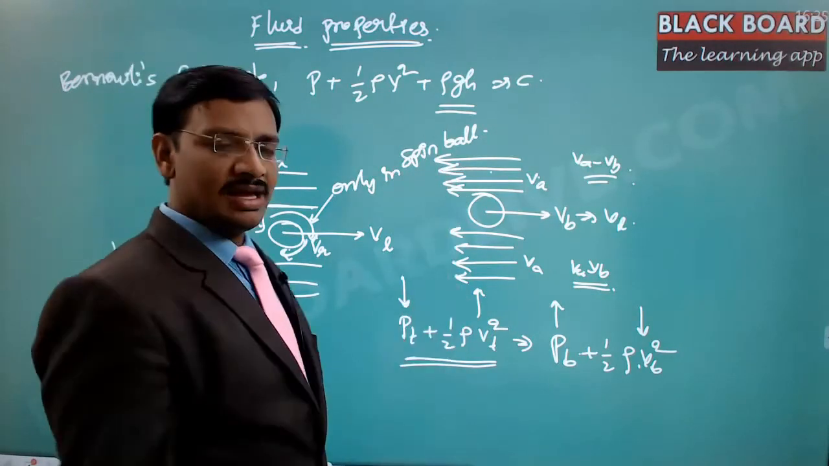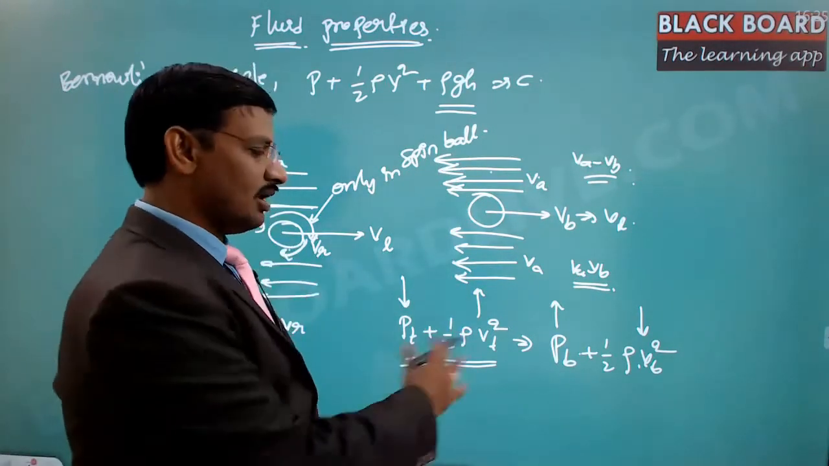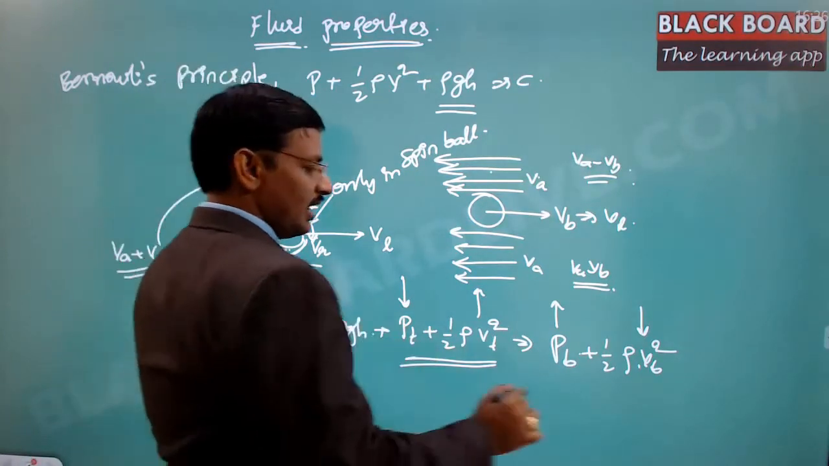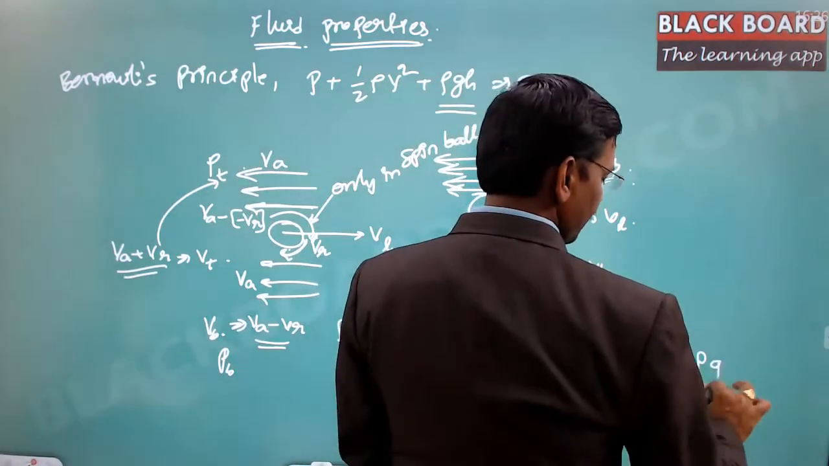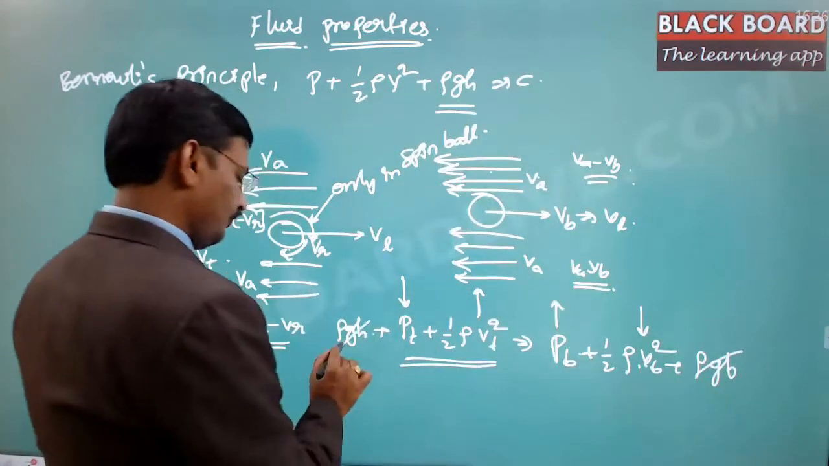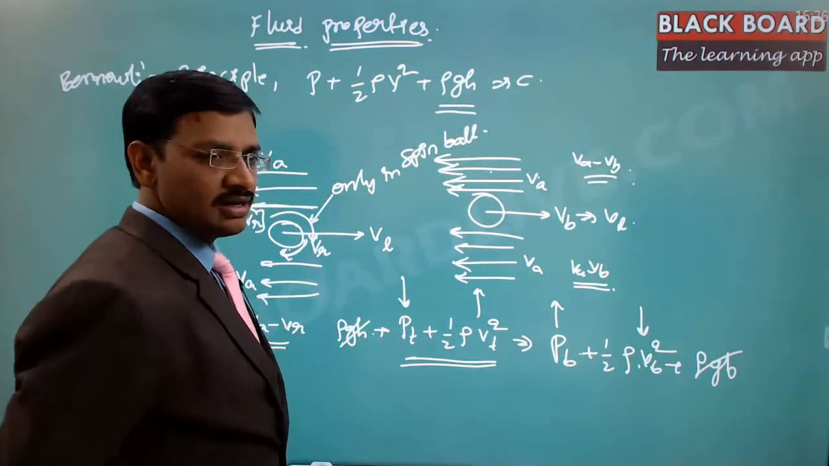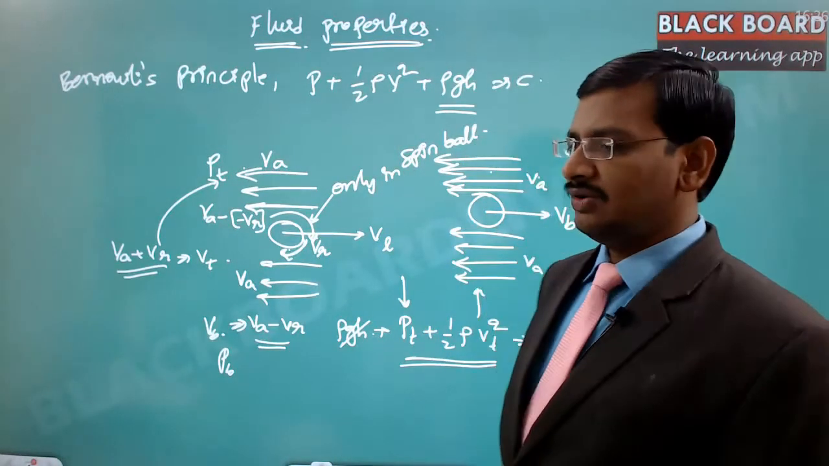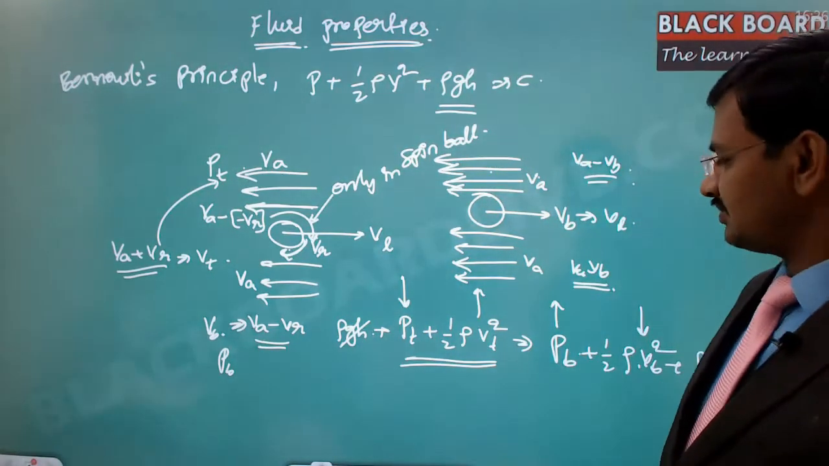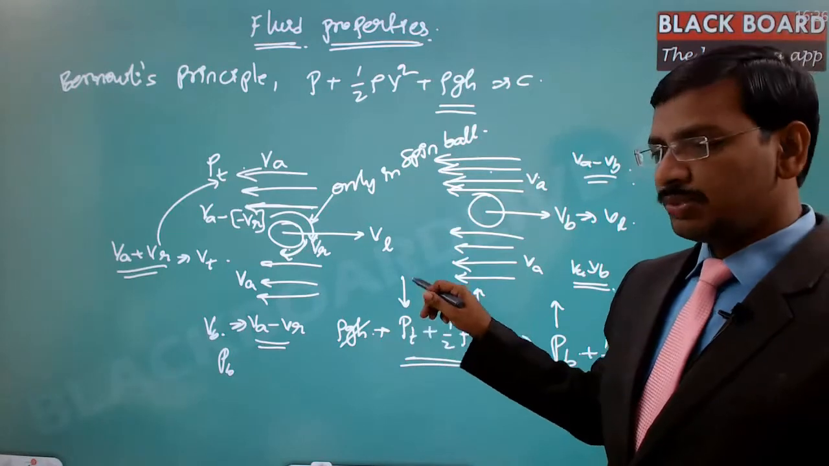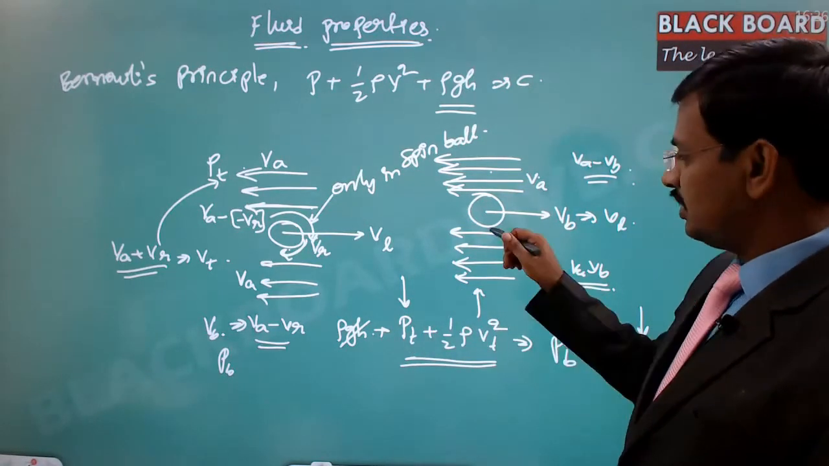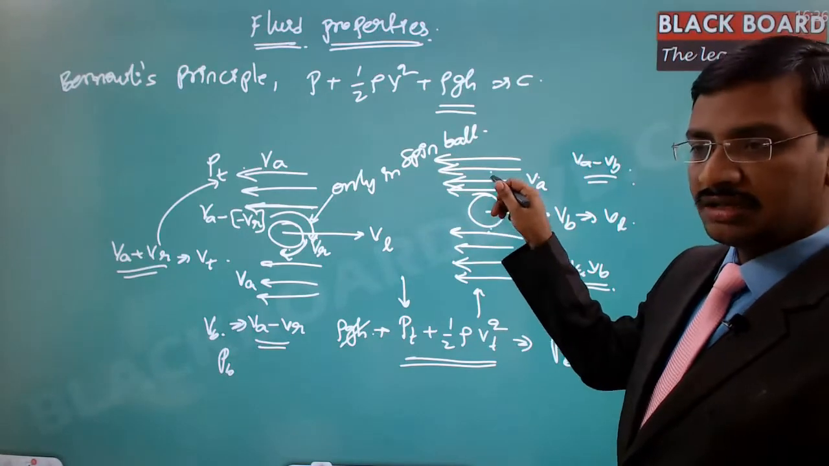H you can neglect because rho gh is the same on either side. If you add it, this is rho gh and this is also rho gh, and these two will cancel out. So we are left with the pressure and the kinetic energy per unit mass of the air. Now, the pressure at the top is reduced and the pressure at the bottom is increased. So here the pressure is more, here the pressure is less.